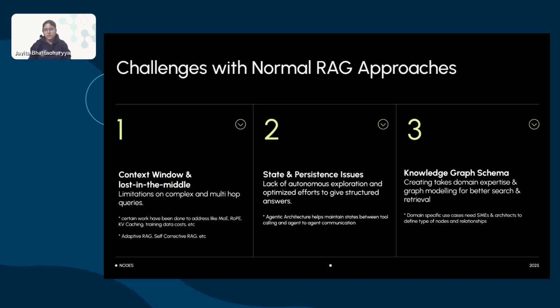The third problem is when you implement knowledge graphs, there is a big gap when you need to build an ontology or the schema. Without proper SMEs or architects, this is a big problem for developers to build. So these are the main challenges that we identified as causing a hindrance when we implement RAG.